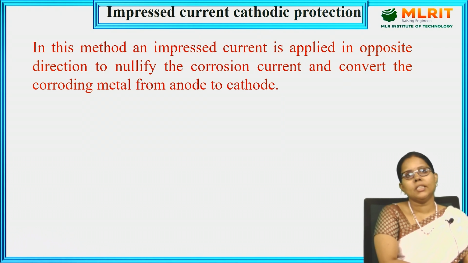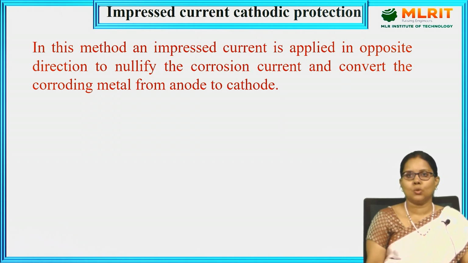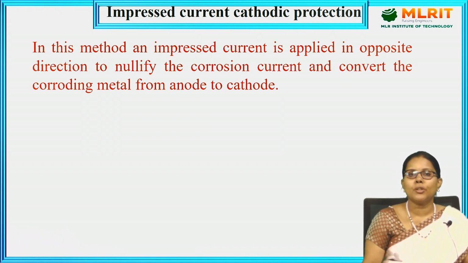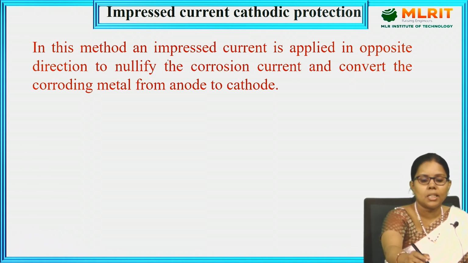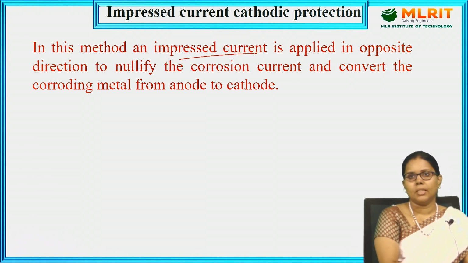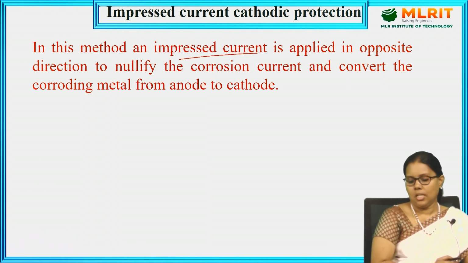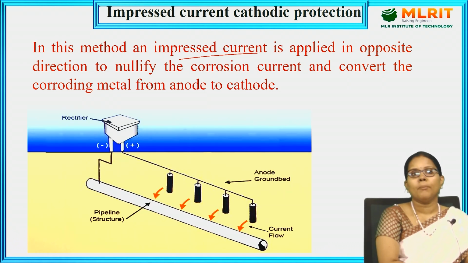Here, in this method, we are going to apply an external source. In this method, an impressed current is applied in the opposite direction to nullify the corrosion current. Always the corrosion current, if you see this picture, this is the underground buried pipeline or gas pipeline or water pipeline. In order to protect this metal from corrosion, we have to supply external current.